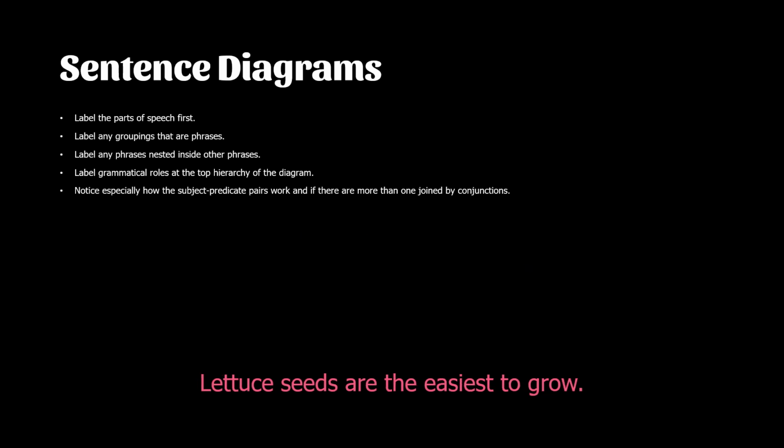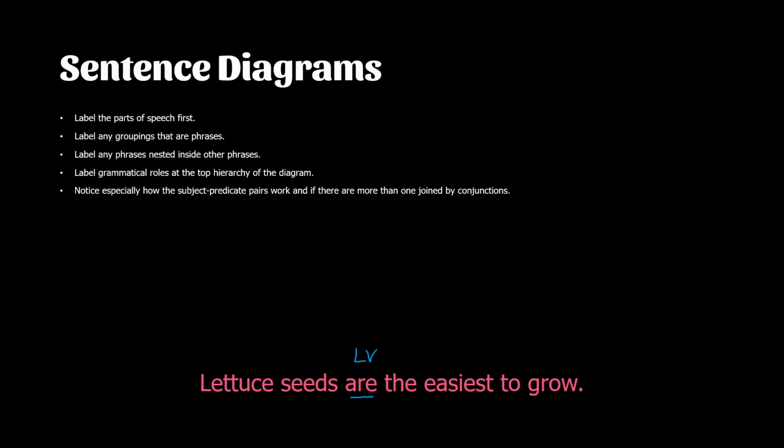Let's try diagramming this sentence. It's a little different because we have a different type of verb. We have the verb to be. After the verb are, there are no other verbs immediately next to it. So that means we know this is a linking verb.